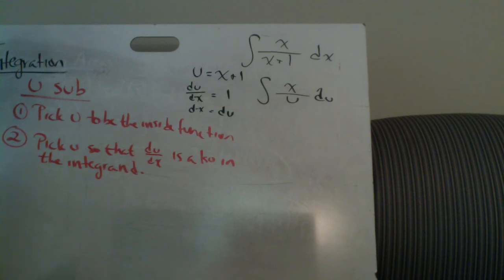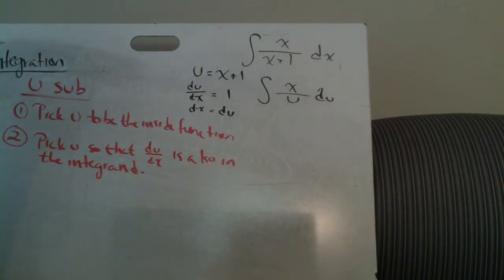Oh, man. No matter what I pick for u, I can't get rid of that x. I can't get rid of it, right? If I picked 1 over x plus 1 to be my u, then the derivatives don't match and it's bad and nothing cancels. But after like days of crying, I have figured out a very, very clever solution to this problem that I didn't originally see.